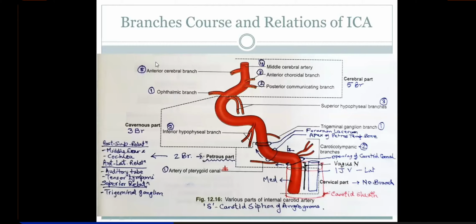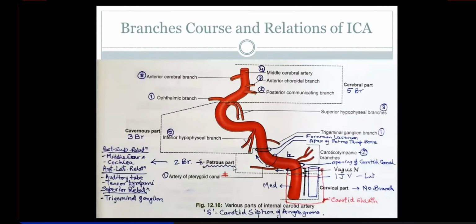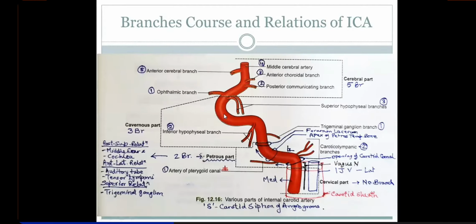So if you focus on this slide, it's all the four divisions of the internal carotid artery. They have shown it here. Okay? Now look here, look carefully, you will understand this. They have shown the vertical extent of the cervical portion of the internal carotid artery. This is the first part, the cervical part of the internal carotid artery, right?